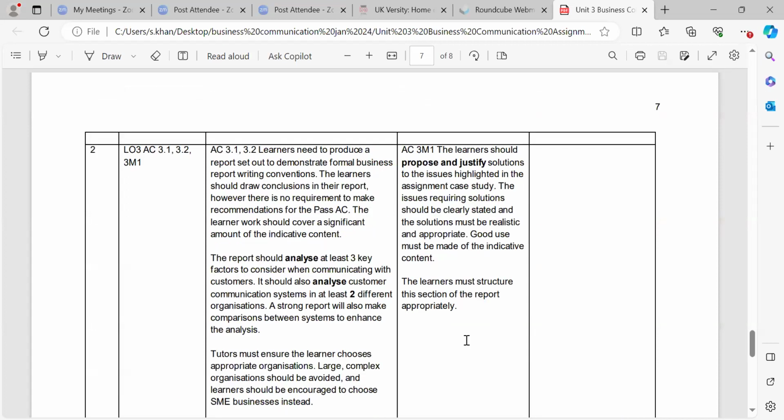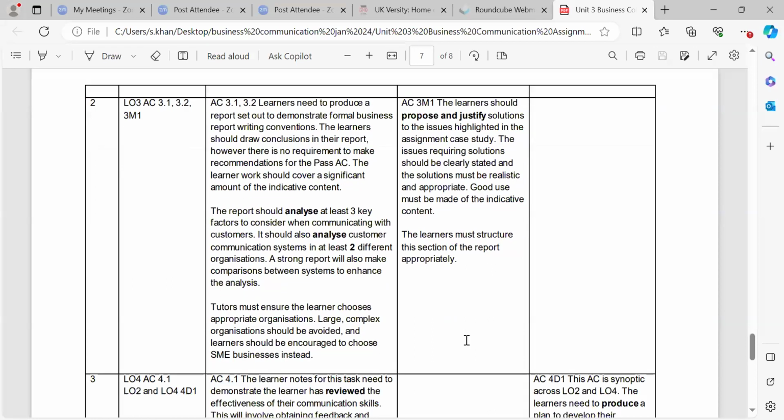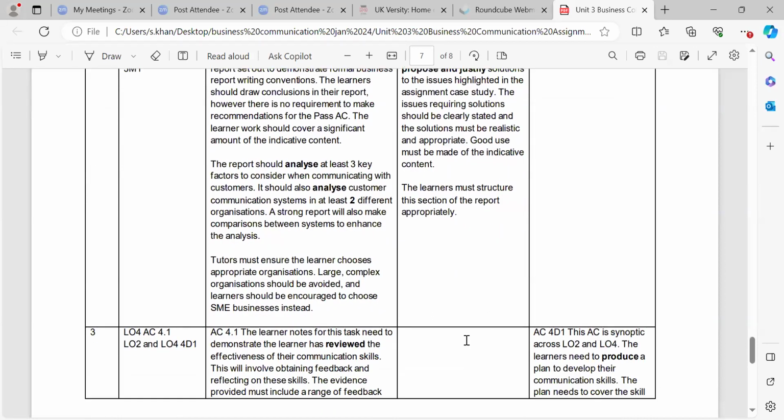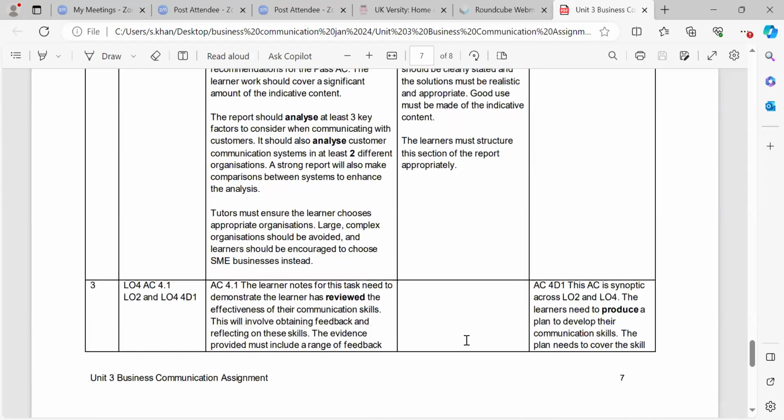Now, to gain the merit 3M1, the learners should propose and justify solutions to the issues highlighted in the assignment case study. The issues requiring solutions should be clearly stated, and the solutions must be realistic and appropriate. There must be good use made of indicative content, and the learners must structure this section of the report appropriately.